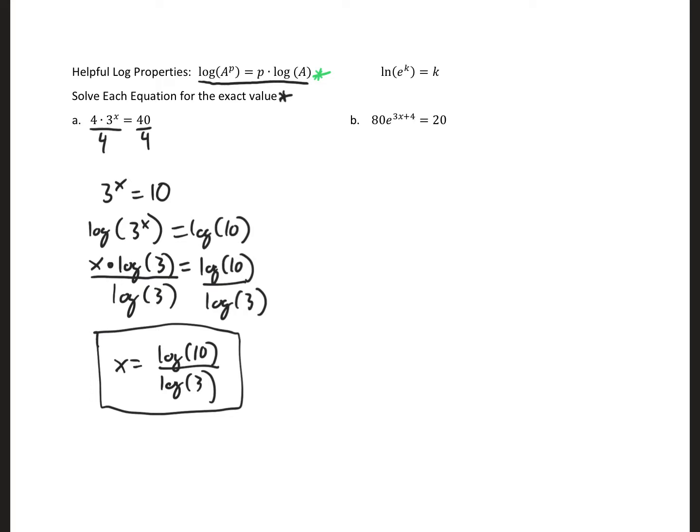Let's say we wanted to solve an exponential function using the number e. We had previously developed this property. Natural log e to the k is just k. It undoes itself. So we're going to use that here. But first, we need to get e to a power by itself. So I'm going to divide each side by 80. Even though 80 won't go into 20 evenly, we can write that as a simplified fraction. Let's write it as 1/4.